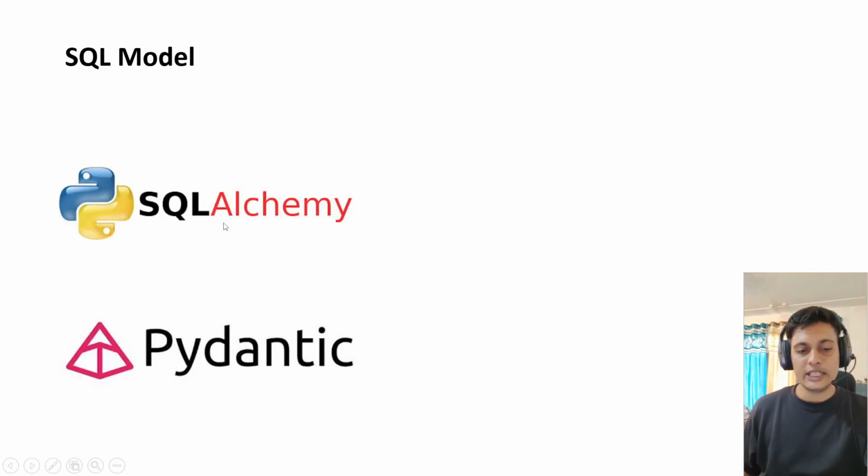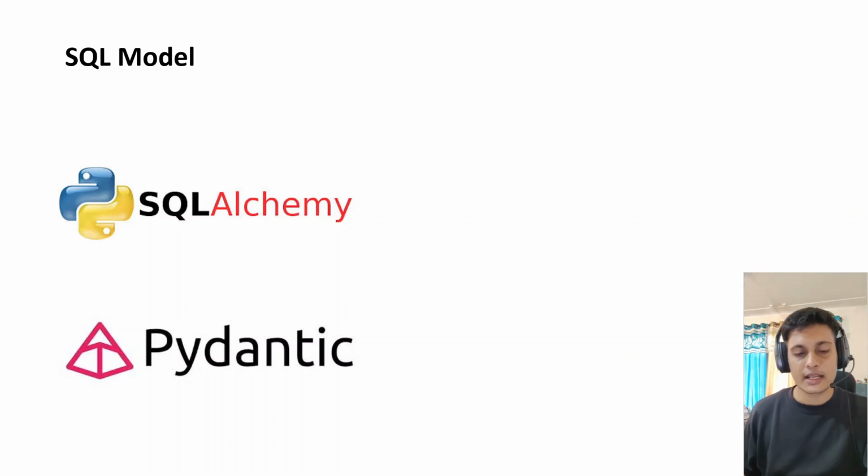Okay, so let's talk about the SQL model. What is the SQL model in this FastAPI? So till now we have this SQL Alchemy and this Pydantic base model. The SQL Alchemy is the Python library which is used to connect with your SQL database like Postgres, and it will do all the operations like your database table creation, inserting your data, or updating your data, all the things which we want to do with our database.